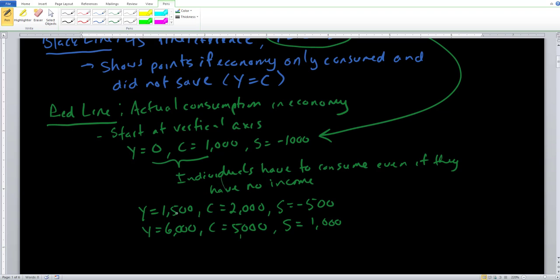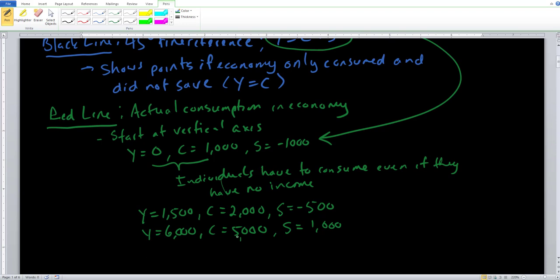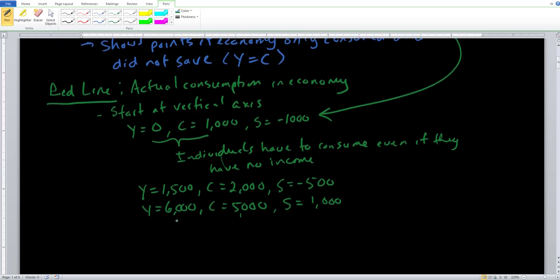When we increased income by 4,500 right here, as we go from this row to this row, did we increase consumption by 4,500? No, it only increased by 3,000. So on this red line, we notice that consumption is going to rise as income rises as well, but it's not going to be at the same pace. It's not a one-to-one relationship. So the second thing that we want to note based on this red line right here, let me draw an arrow, kind of ugly arrow right there.